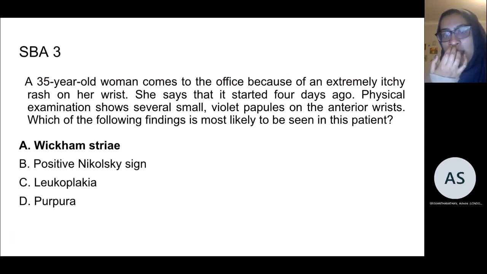Leukoplakia is a white patch that you might find in someone's mouth. It tends to be painless in nature, and it's actually a pre-malignant condition. You can differentiate it from oral thrush because when you scrape the white patch, it won't come off. And purpura is just a non-blanching rash as a result of breakage in small blood vessels. So none of those is indicative of the presentation in the SBA, which is these small violet papules.